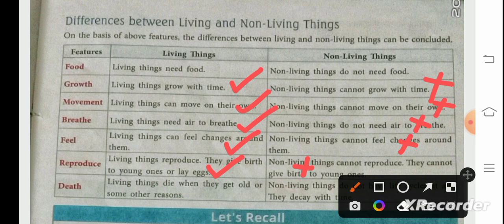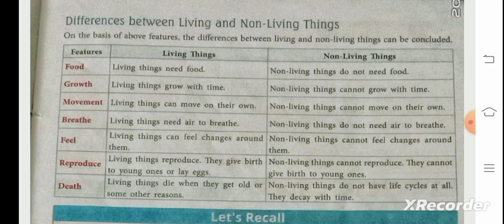Death: after getting old we will die, whereas non-living things do not die actually, but after their life cycle they decay with time. Decay means after some days it will vanish, after bacteria or fungi act, it will decay.